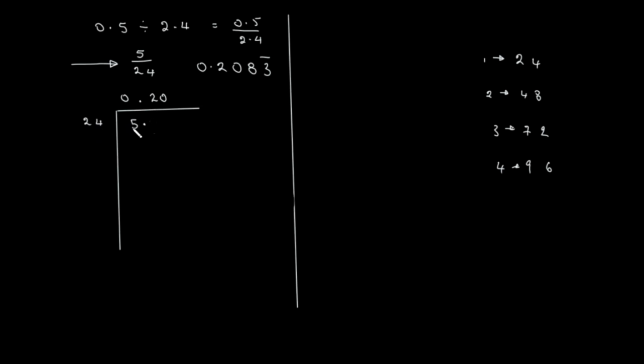24 is greater than 5, so we have to put a naught there. Wait a minute, I haven't removed that. 24 is greater than 5, so we put a 0 because we can't fit any 24s into 5. 50. How many 24s can we fit into 50? 72, too much. 48. So we can fit 2 of them in. 2 times 24 is 48.